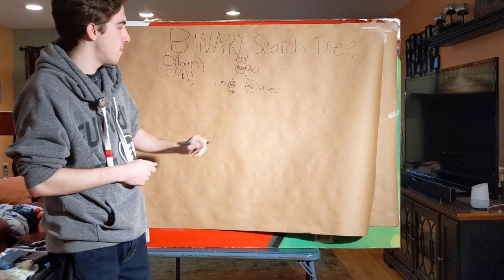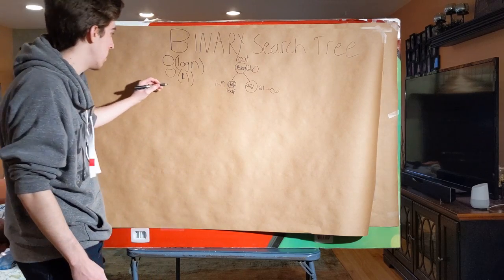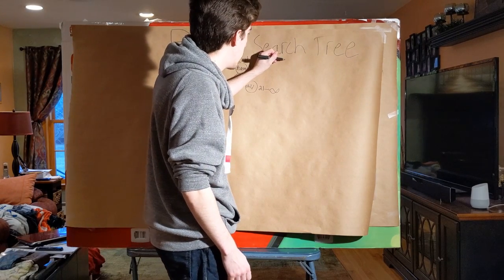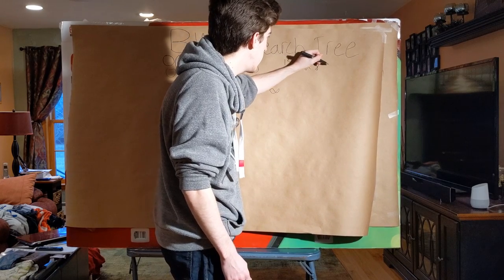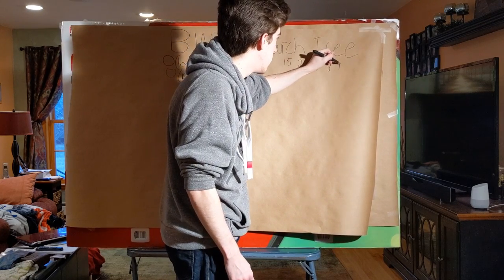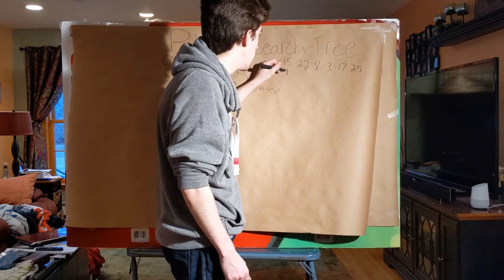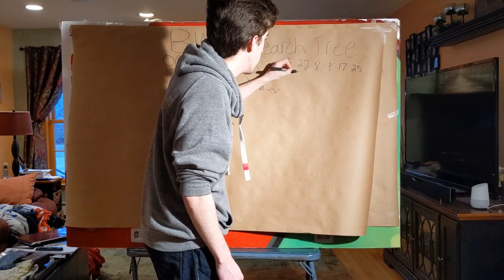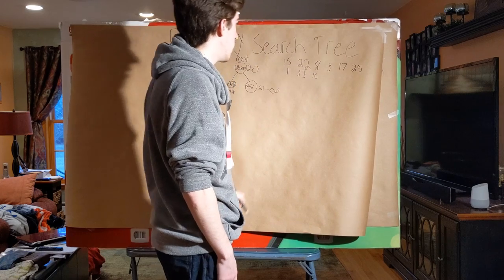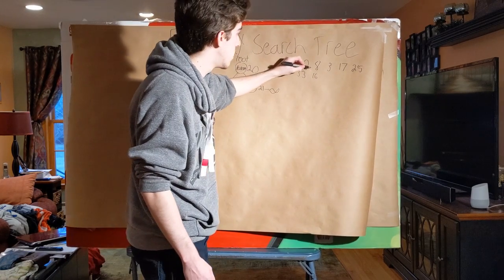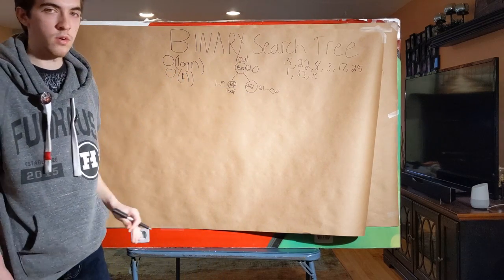If we were to insert nodes in a tree, first we need some kind of data to insert. So let's go with 15, 22, 8, 3, 17, 25, 1. Let's go with more: 33, 16. That seems good enough. These will be all of the nodes that we'll be putting into the tree.